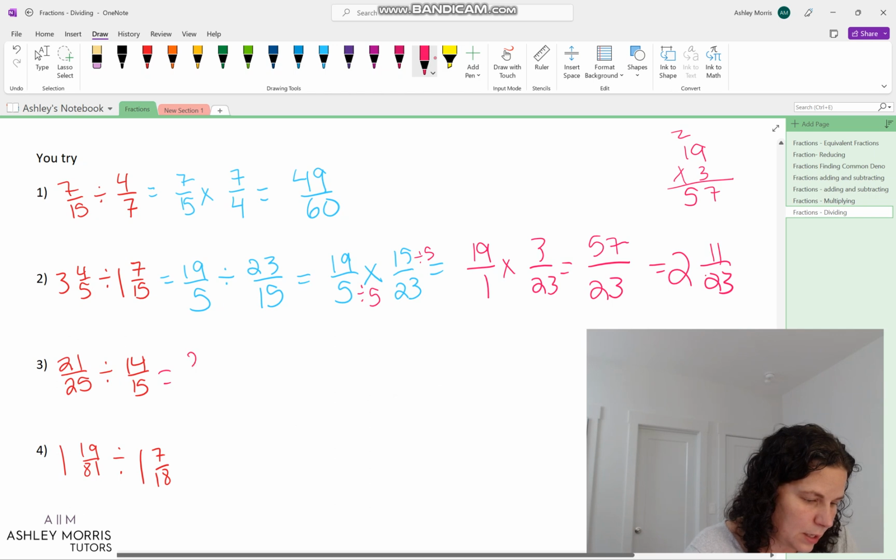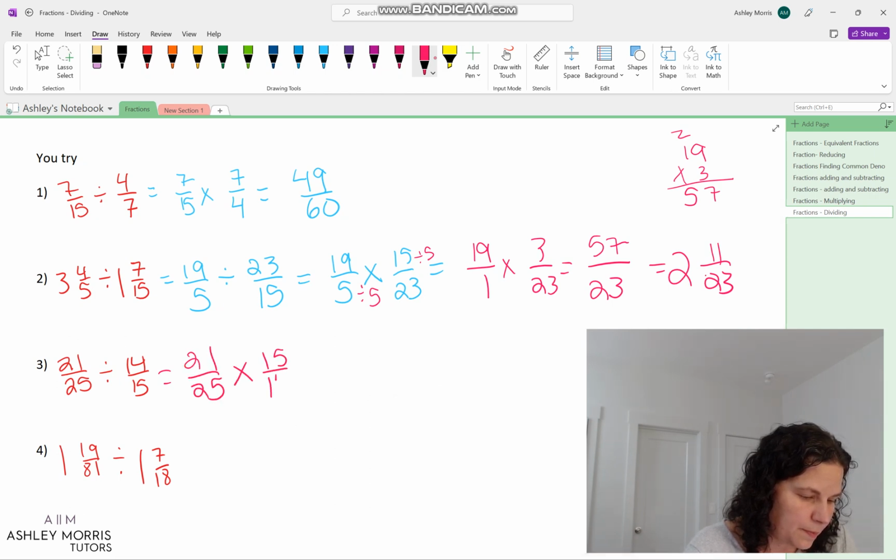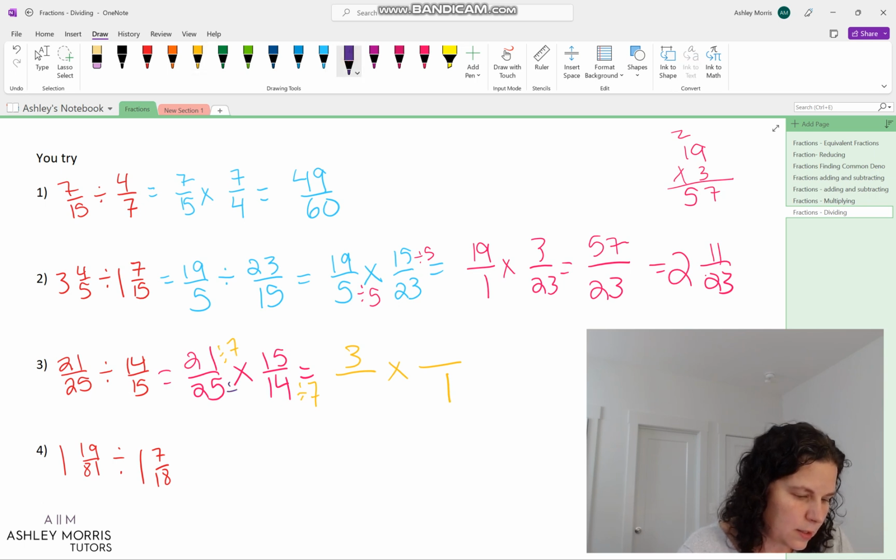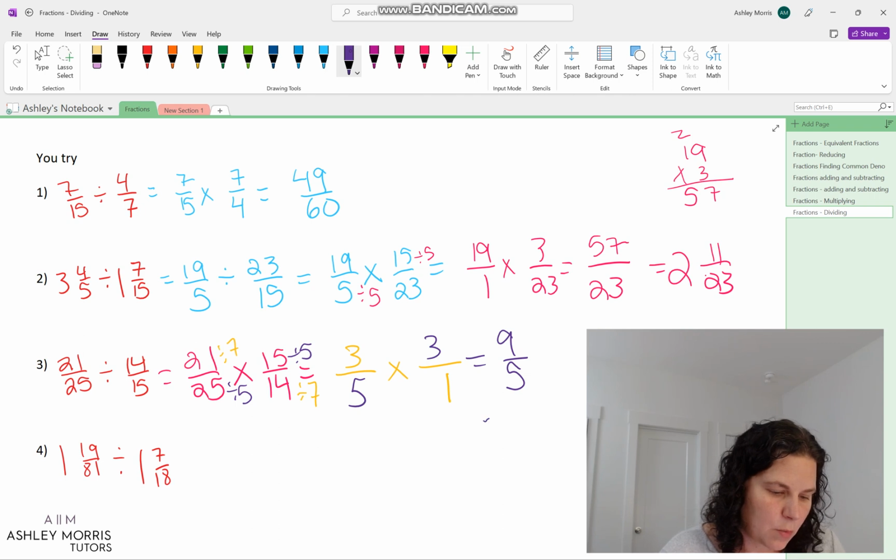Next, keep, change to multiply, flip. And this one has a bunch I can cancel too. So divide this and this by 7, and that's going to give me 3 and 1. And then let's divide this one and this one by 5, and that'll give me 5 and 3. So 9 over 5. Oh no, my picture's in the way. Which if I divide that out, 5 goes into 9 one time with 4 left over.